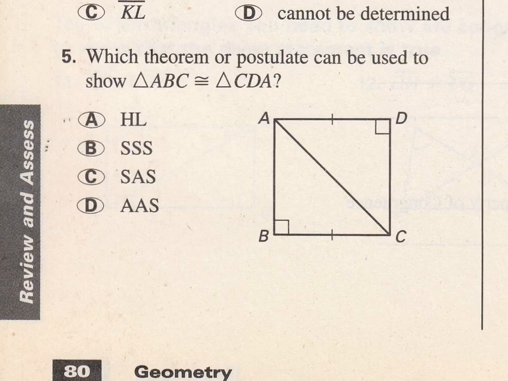Number 5, which theorem or postulate can you use? You got triangle ABC and triangle CDA. All right. Would it be A, hypotenuse leg, B, side, side, side, C, side, angle, side, or D, angle, angle, side?